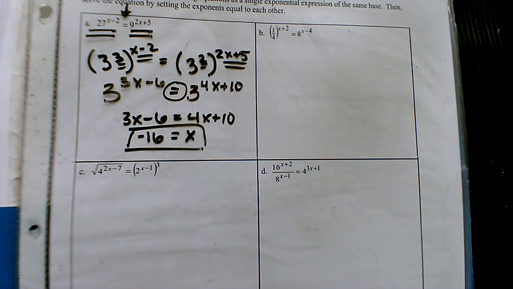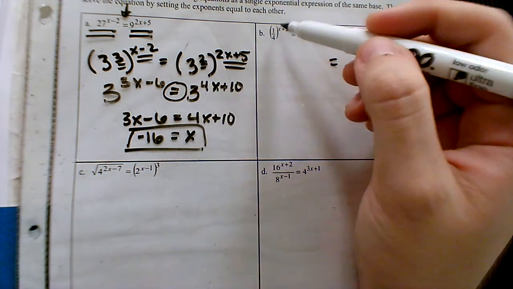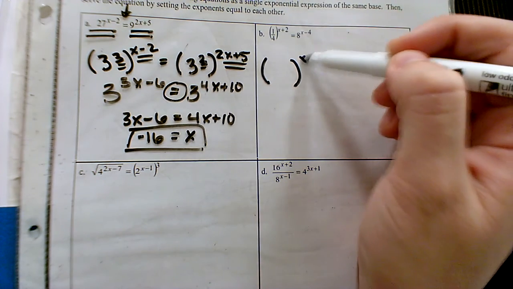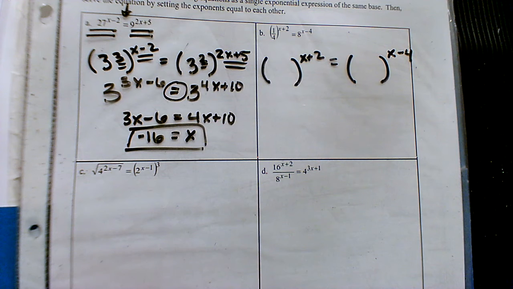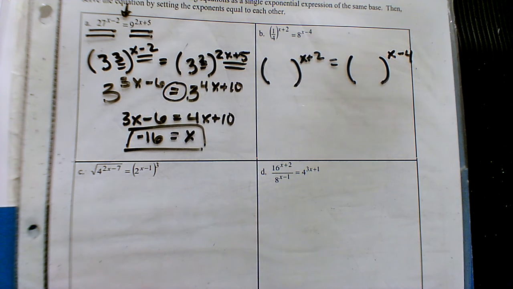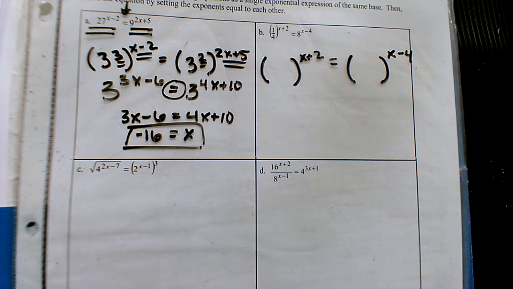All right, let's try B. It would be wonderful if we can get the bases to be exactly the same. So let's try to think about how can I rewrite 1/4 and how can I rewrite 8. Sometimes one's going to be easier than the other, but once you get one, you can use that to help you get the other one. I think 8 might be a little bit easier for us to initially think of. Can we rewrite 8 as a base to a power?